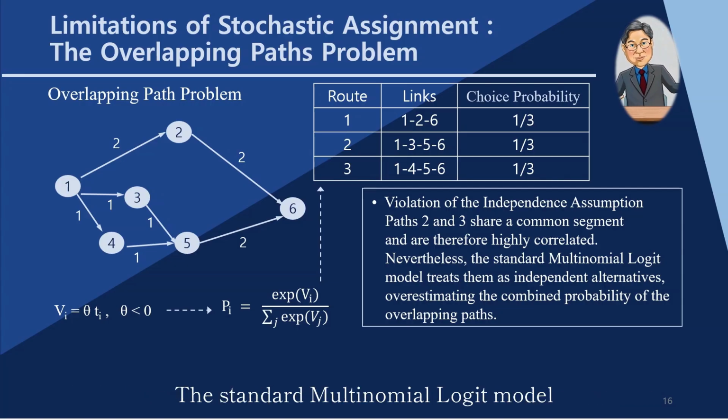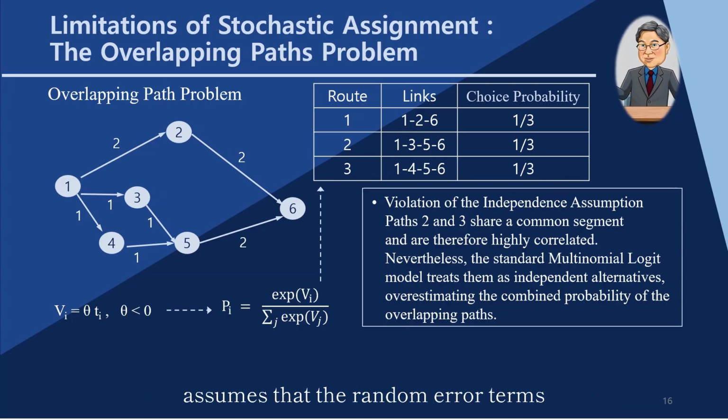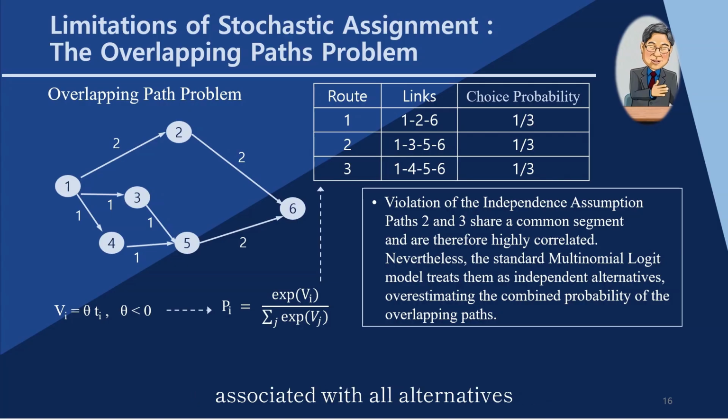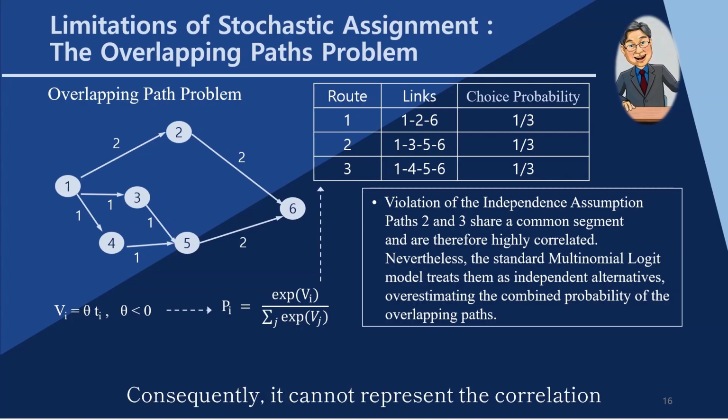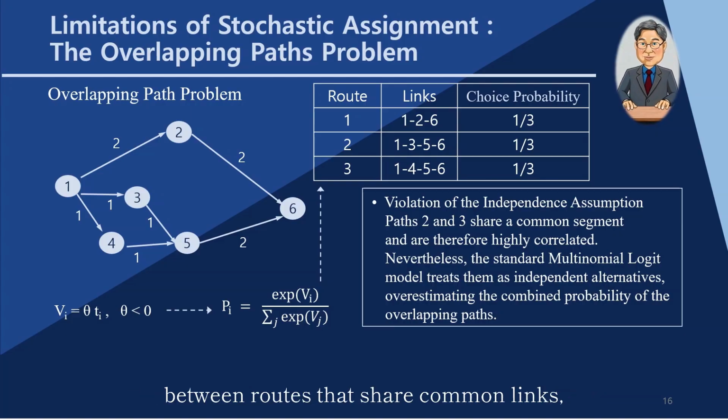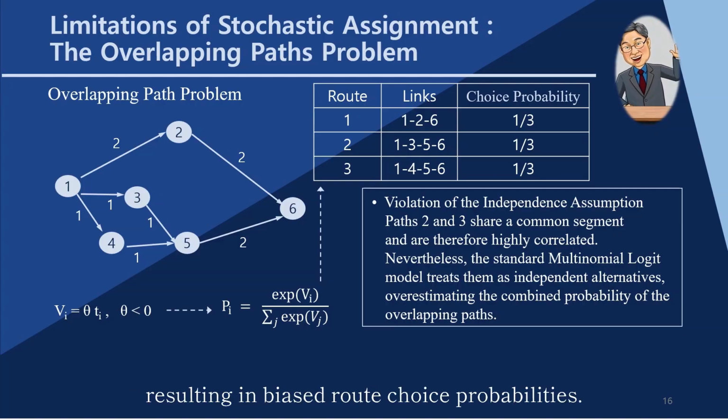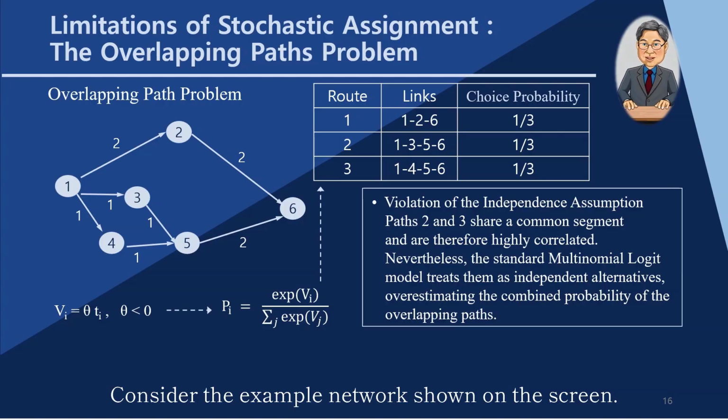The standard multinomial logit model assumes that the random error terms associated with all alternatives are statistically independent. Consequently, it cannot represent the correlation between routes that share common links, resulting in biased route choice probabilities. Consider the example network shown on the screen.